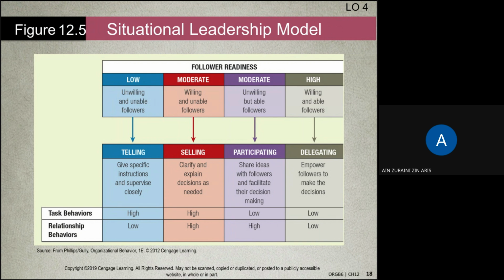All right. And then the last one is delegating. Low directive and low supportive. Low task behaviors and low relationship behaviors. Here the leader turns over responsibility for decisions and implementation, referred to maybe as empowerment. It is ideal for followers who are both competent and confident. For example, a seasoned staff member that leads a project independently with minimal supervision.